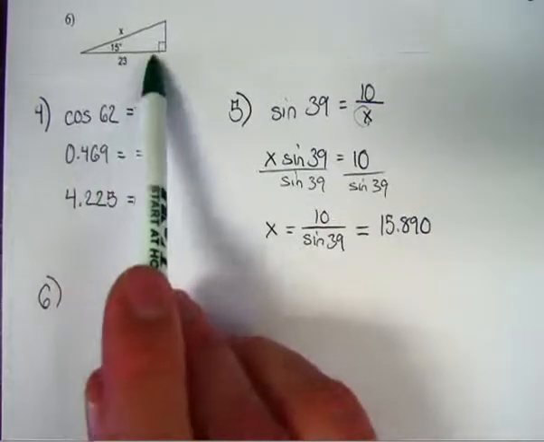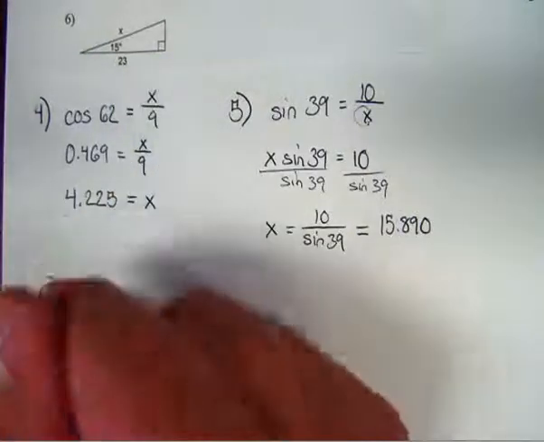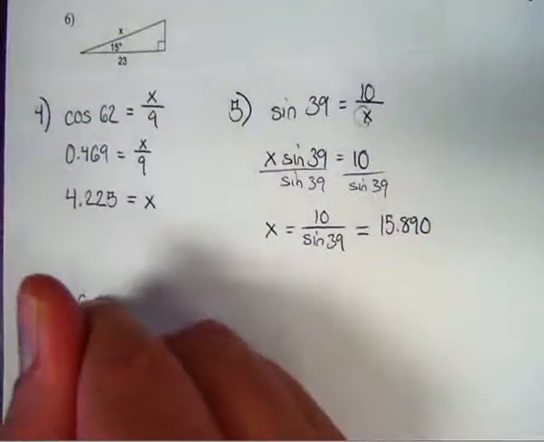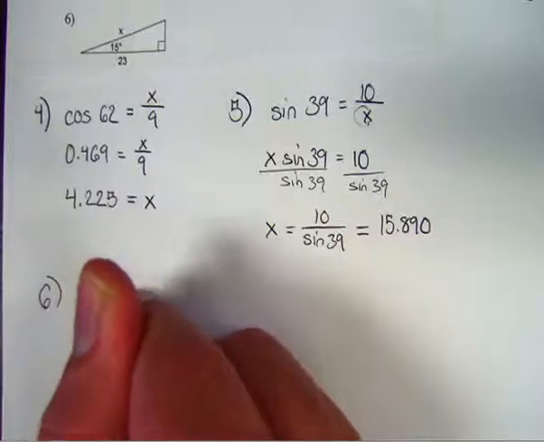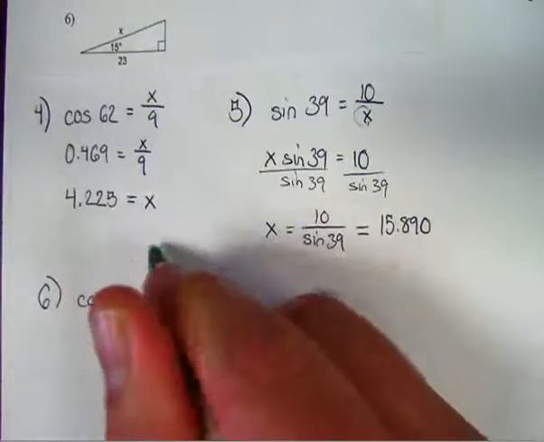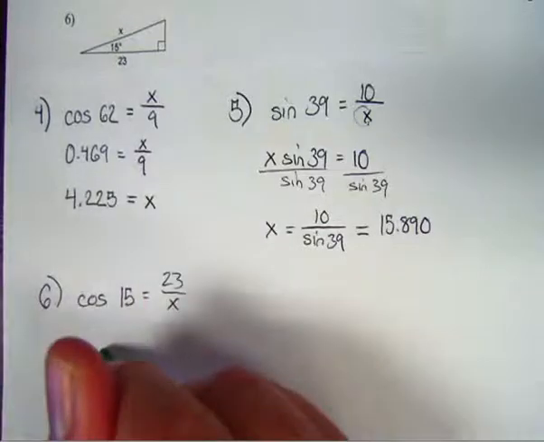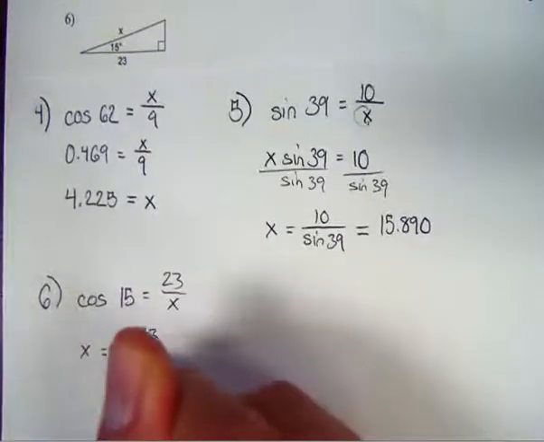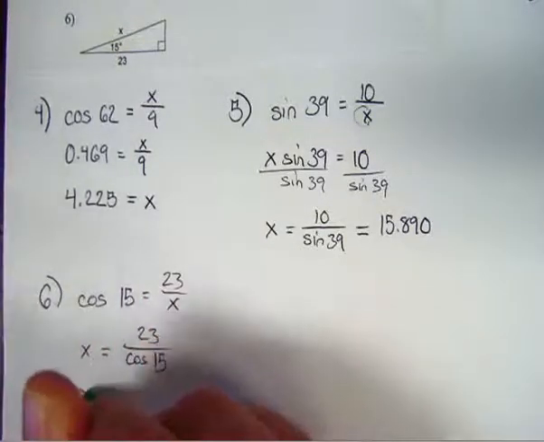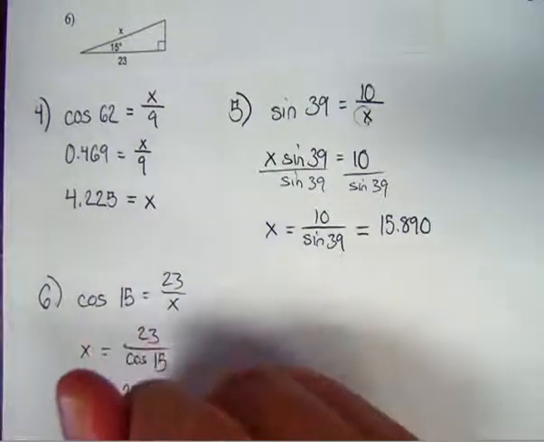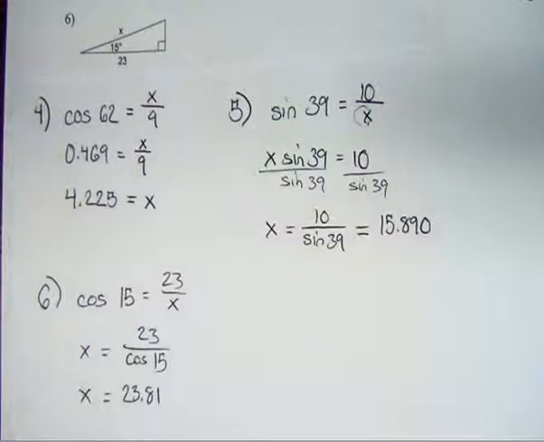we have our adjacent, and our hypotenuse. So we can say cosine of 15 equals the adjacent, 23, over the hypotenuse. Rearranging this, we would find that, and this can be plugged directly into the calculator to find that x equals 23.81.